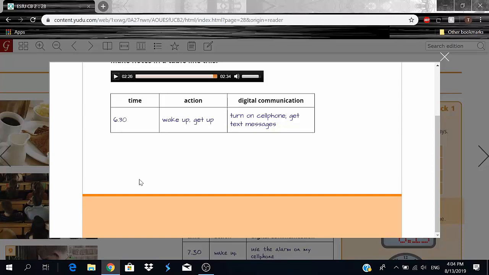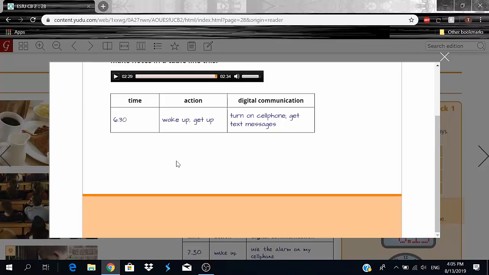Okay, so at 9, now you see how this is interesting. She said at 9, so time first, and then she went straight to the digital communication. She didn't say the action yet, so she said time 9, and she turns off her laptop and cell phone, I think, right? I go to bed and I go to sleep. Okay, and then the action is she goes to bed, and finally she goes to sleep.